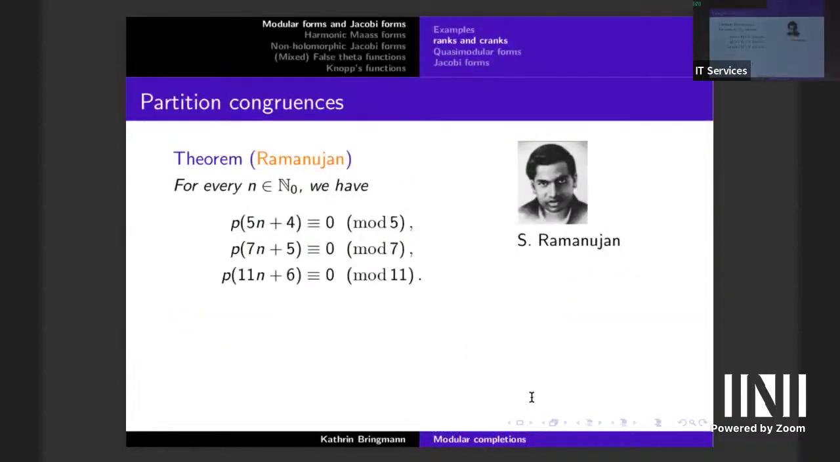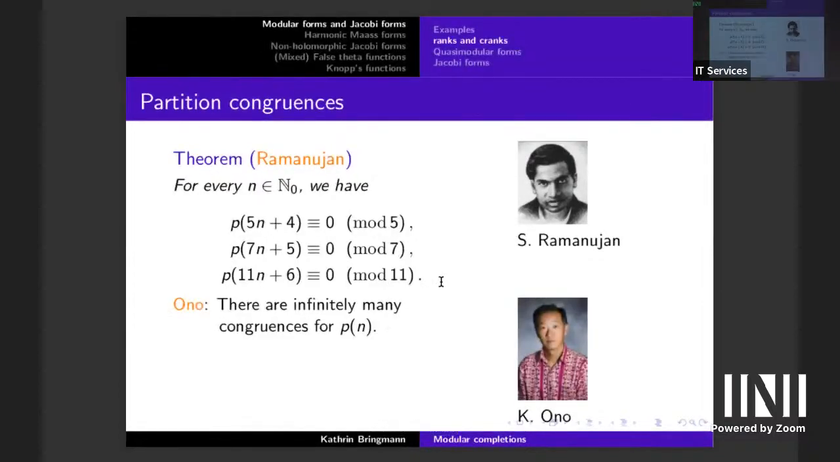The one nice thing about the partition function is that it satisfies simple congruences. Those were found by Ramanujan, and say that P of 5n plus 4 is divisible by 5, P of 7n plus 5 is divisible by 7, and P of 11n plus 6 is divisible by 11. And Ken Ono showed then that there are infinitely many congruences. And he used highly sophisticated methods like Serre's theory of half-integral weight modular forms and Galois theory to show that you have infinitely many of those. And you can give nice explicit examples, can write down many of those congruences. However, the ones found by Ramanujan are the simplest ones.